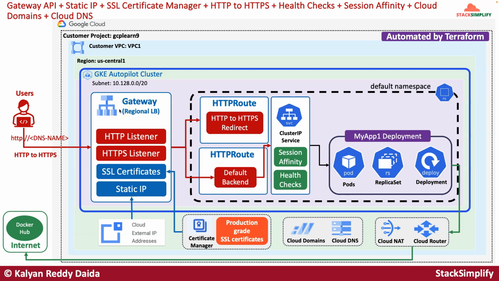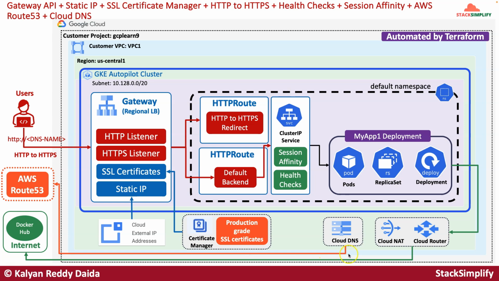So all these things we'll do with both YAML and also Terraform. Once this is done, we'll also move to one more use case wherein, instead of using Cloud Domains, we can also use any external domain registrar like Namecheap or GoDaddy. So we'll use AWS Route 53 to implement the same use case, generate production grade SSL certificates, and then test the entire use case.